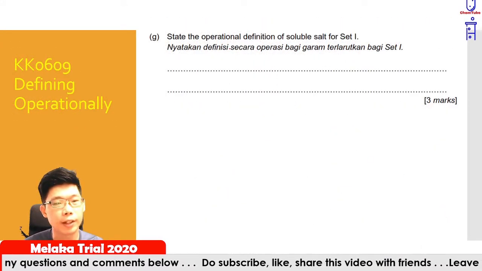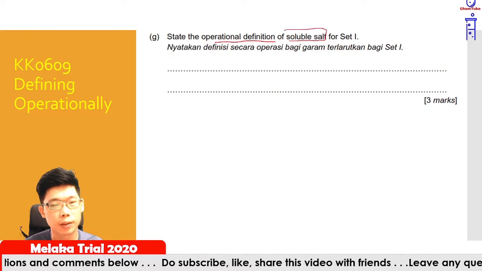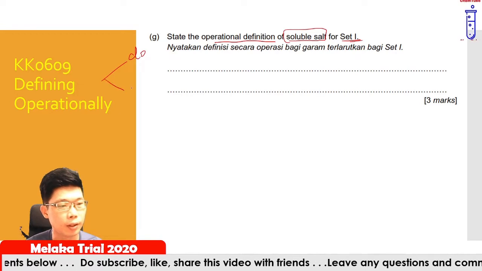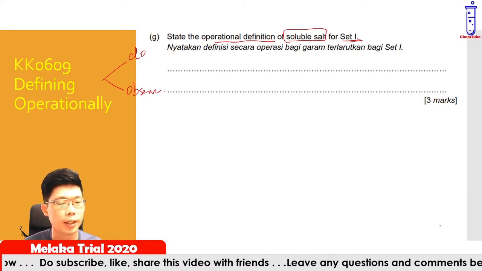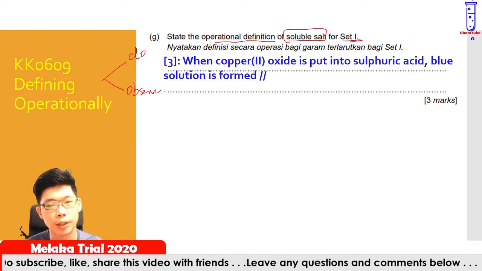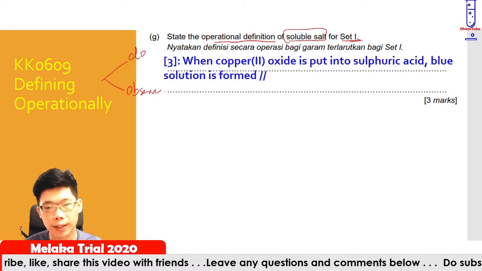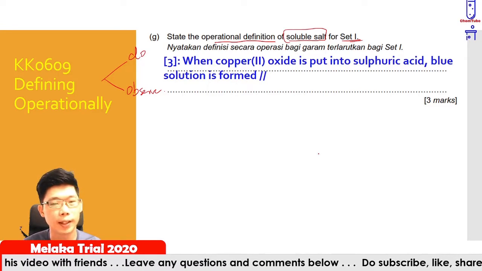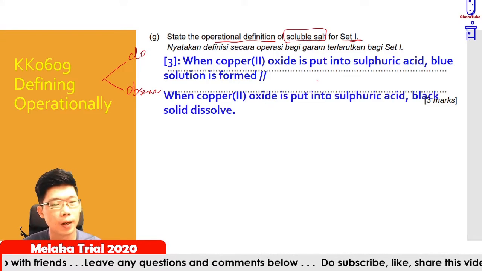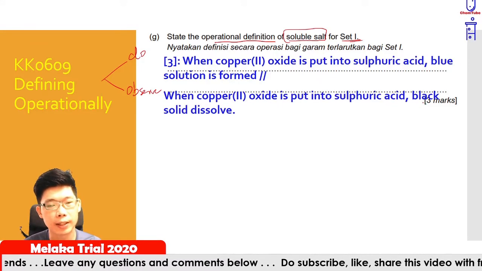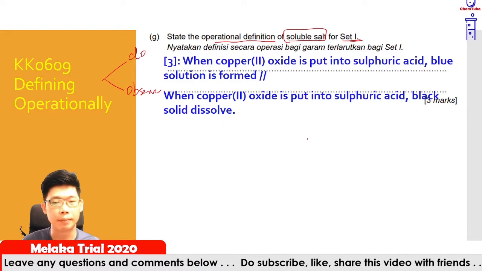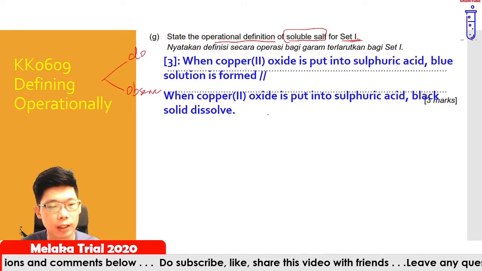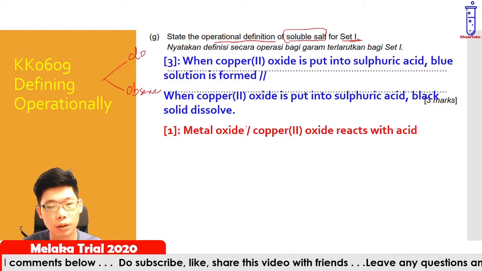Now the operational definition for soluble salt in set 1. The operational definition is what should be done and then what should be observed. So when copper 2 oxide is put into sulfuric acid, this is what you do. Then observation: blue solution is formed. So this is a soluble salt. Or when copper 2 oxide is put into the sulfuric acid, black solid dissolves, also accepted, because copper 2 oxide is black in color, so it dissolves. Score 1.